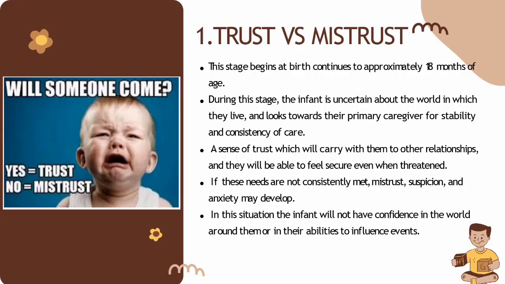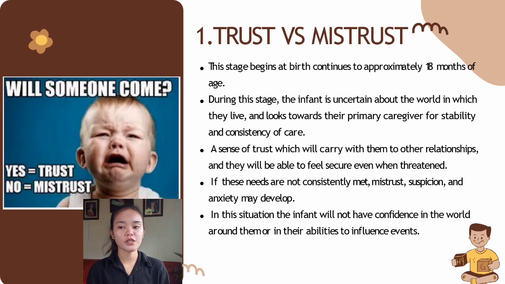Trust versus mistrust. This stage begins at birth and continues to approximately 18 months of age. During this stage, the infant is uncertain about the world in which they live and looks towards their primary caregiver for stability and consistency of care. A sense of trust will carry with them to other relationships, and they will be able to feel secure even when threatened. If these needs are not consistently met, mistrust, suspicion, and anxiety may develop. In this situation, the infant will not have confidence in the world around them or in their abilities to influence events.